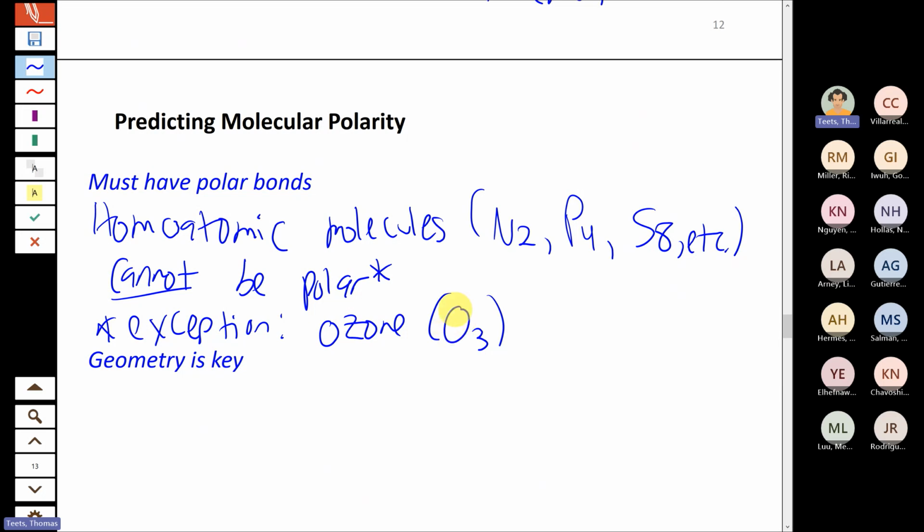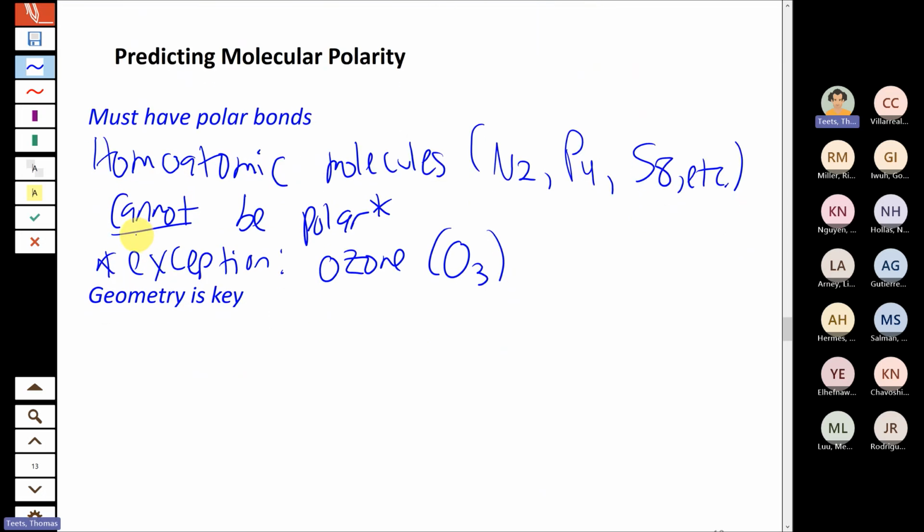But for anything else you see, this is really the only exception I can even easily think of. So anything else like N2, H2, Cl2, P4, S8, whatever the case is, those would easily be predicted to be nonpolar.